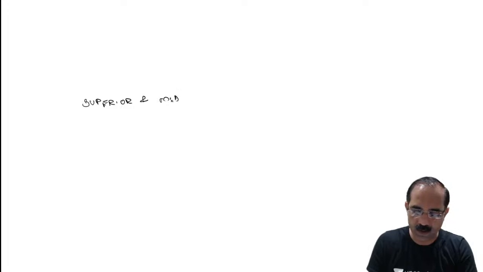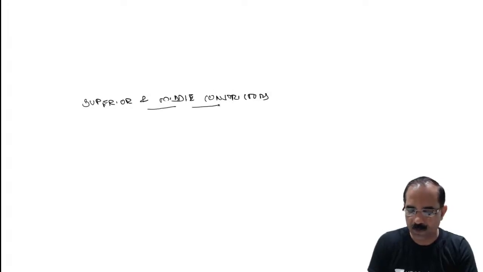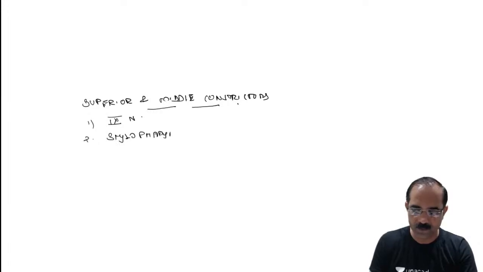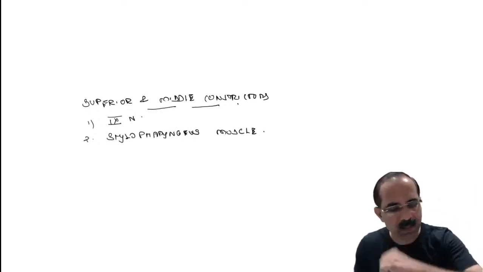So structures passing between the superior and the middle constrictors, I'll write it for you. Structures passing between the superior and middle constrictor muscles of the pharynx. One is the glossopharyngeal nerve and second is the stylopharyngeus muscle. Now that you've told me stylopharyngeus muscle, something else can I ask you?